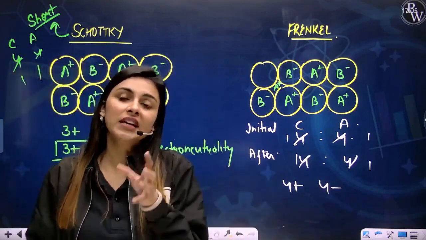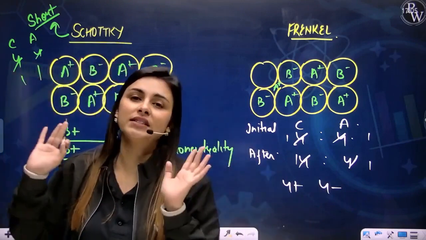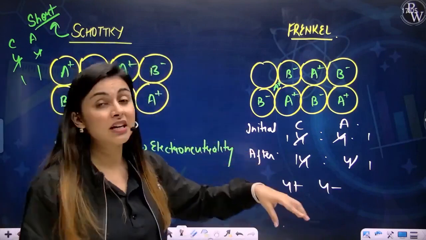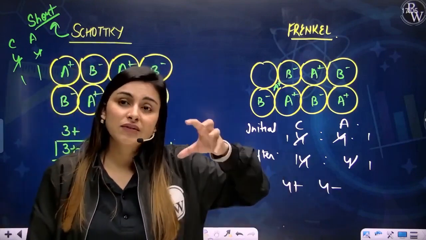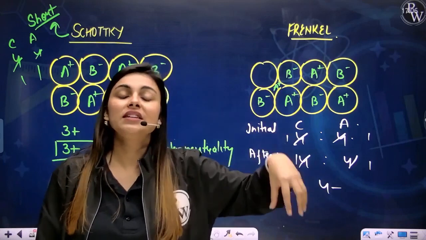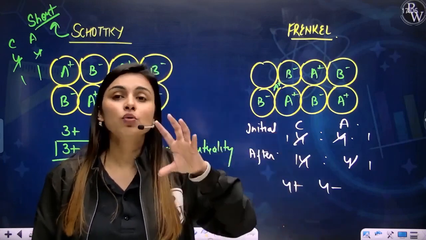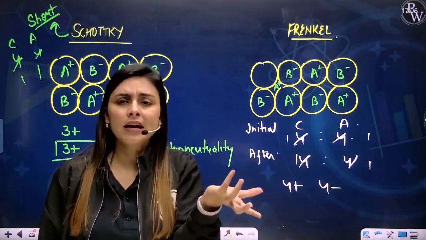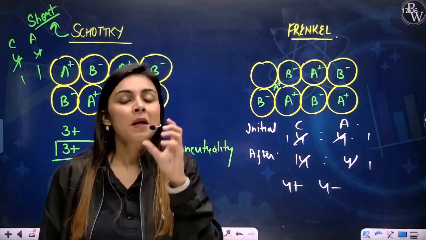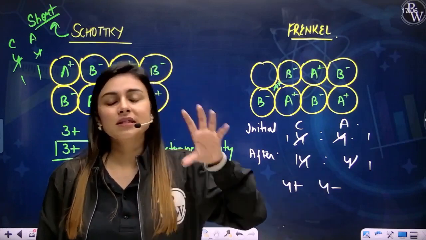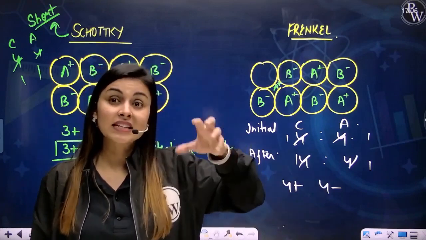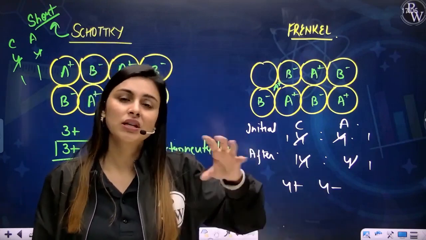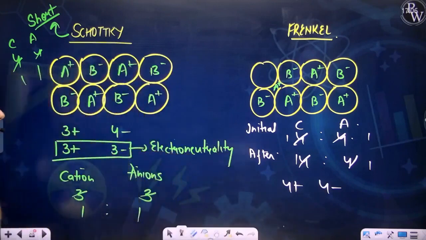In Schottky defect, an equal number of cations and anions leave their sites, whereas in Frenkel defect, a cation leaves its site and occupies some interstitial position. Or you'd better say an ion, any ion. It could be a cation or an anion. Majorly it is a cation, but any ion leaving its site and occupying an interstitial position is known as a Frenkel defect.